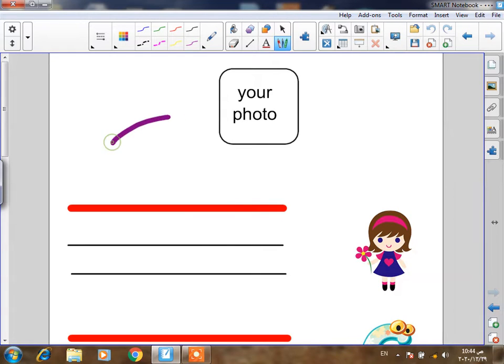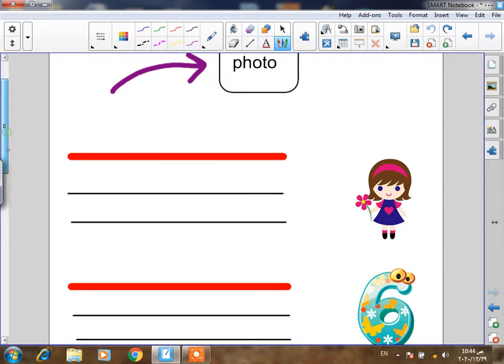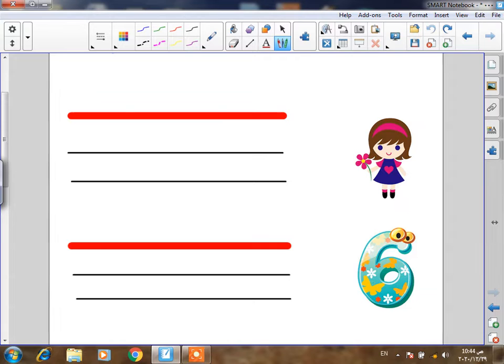First, you will put a photo of yourself. Okay, kg1? Second, kg1, are you a boy or a girl? I am a girl. I am a girl. Let's try together.